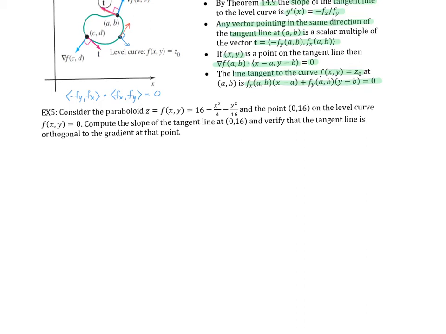And it comes from that second to last bullet point that we just looked at. If we compute that dot product, then we get the equation of our tangent line. So it's the partial derivative with respect to x evaluated at the point (a, b) times x minus a, plus the partial derivative with respect to y evaluated at the point (a, b) times y minus b, equal to 0.